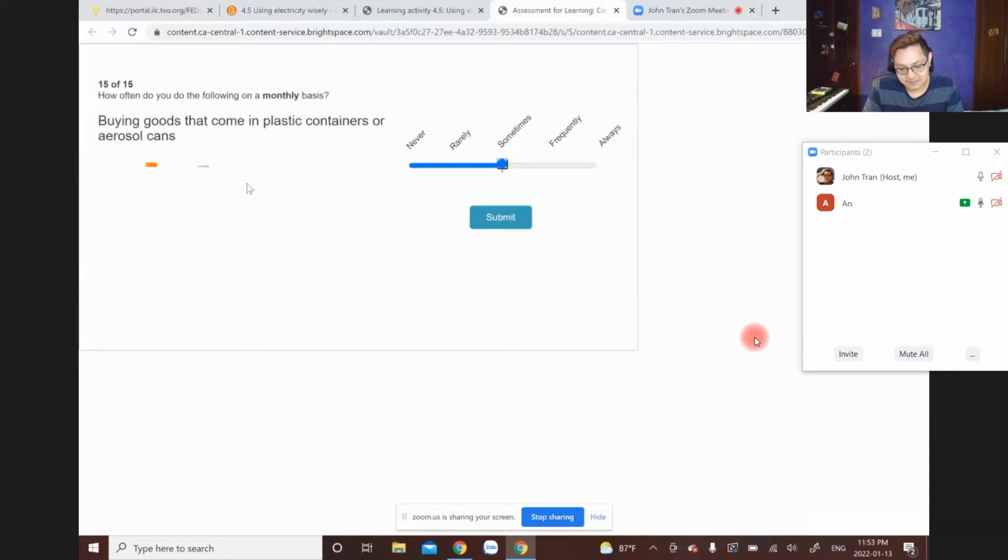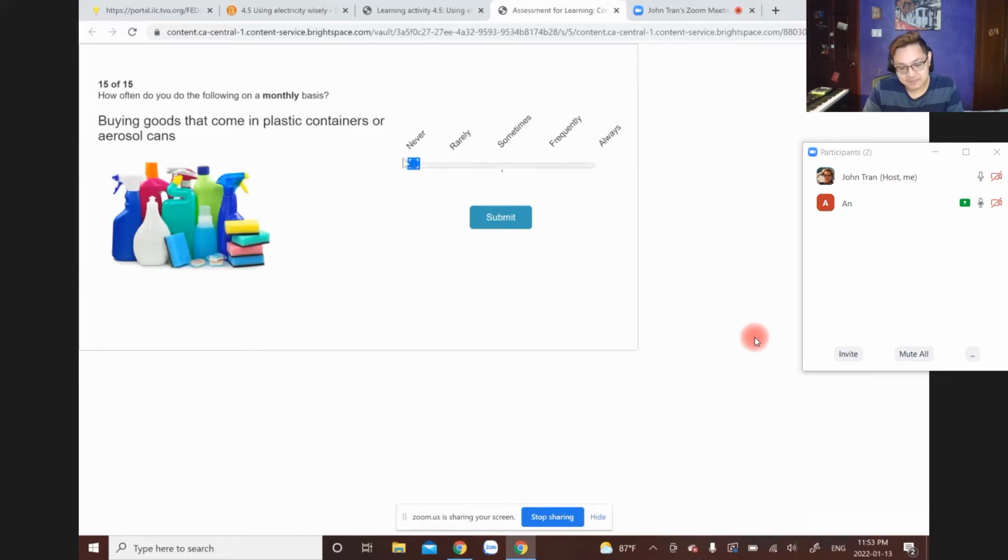Buying goods that come in plastic containers or aerosol cans. I don't have money yet, so it means never.